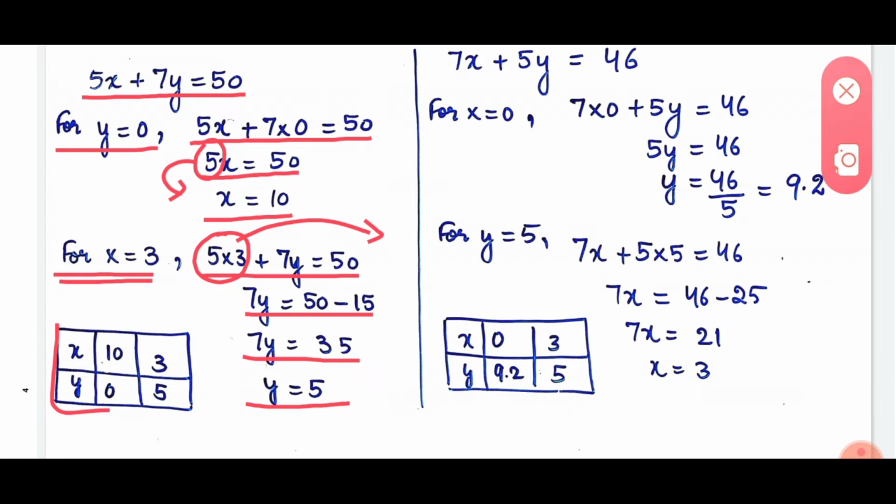Now then make the table and note the values. What is that? For y equals to 0, you have the value of x as 10, and for the value of x as 3, you got the value of y as 5.